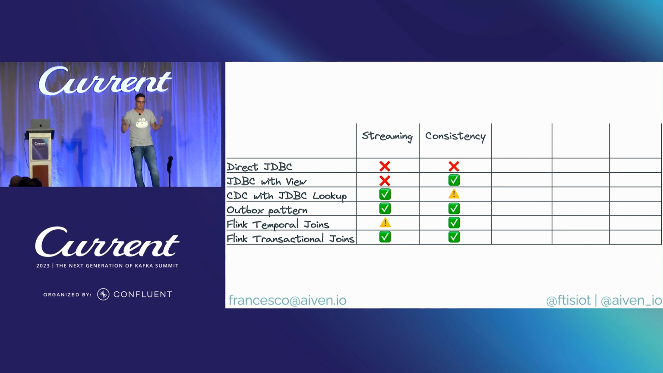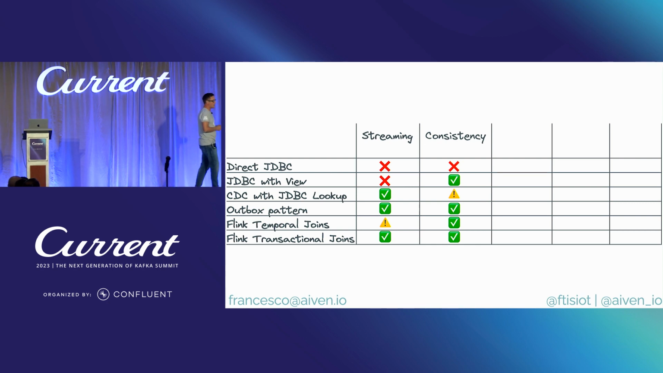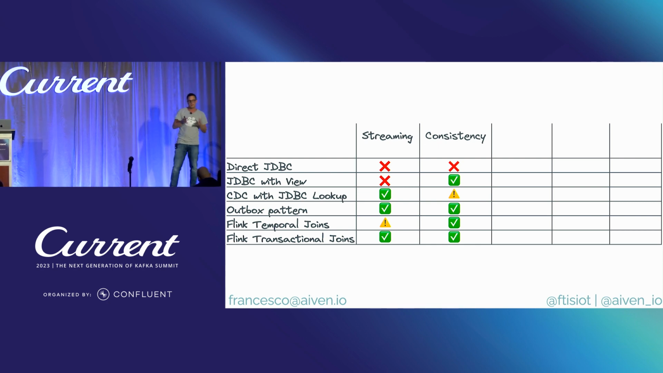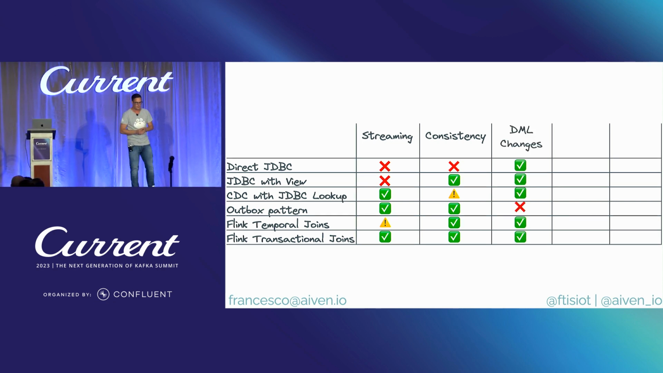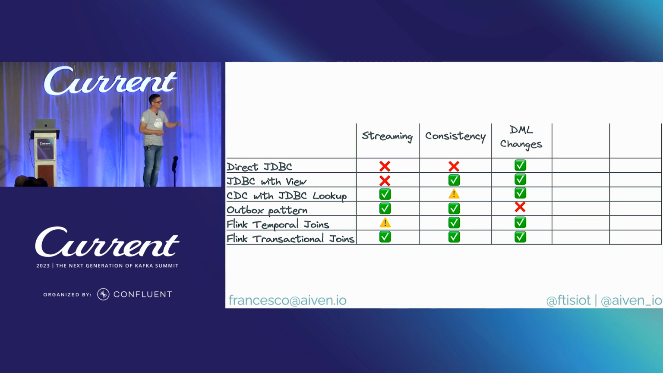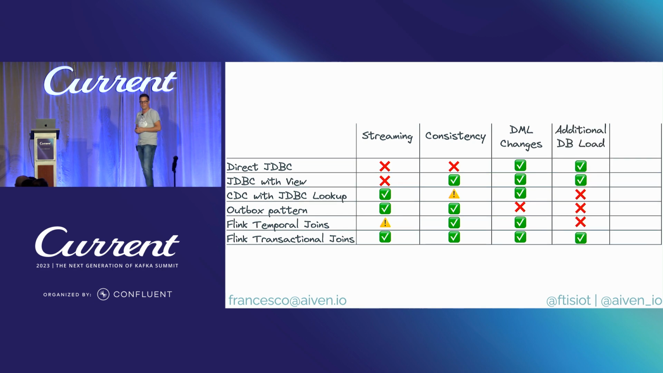It issues 5 different queries to the database. The CDC with JDBC lookup seems to be consistent, but if you have fast changes, you are propagating 2 times the new version of the row in the database. DML changes, it's everything good about the outbox pattern. If you cannot touch the database, you cannot implement the outbox pattern.